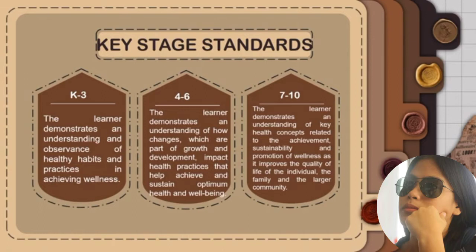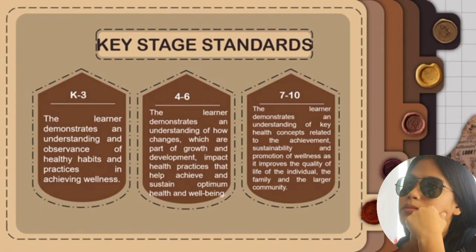In key stage standards, in kindergarten to grade 3, the learner demonstrates an understanding and observance of healthy habits and practices in achieving wellness. In grade 4 to grade 6, the learner demonstrates an understanding of how changes, which are part of growth and development, impact health practices that help achieve and sustain optimum health and well-being.